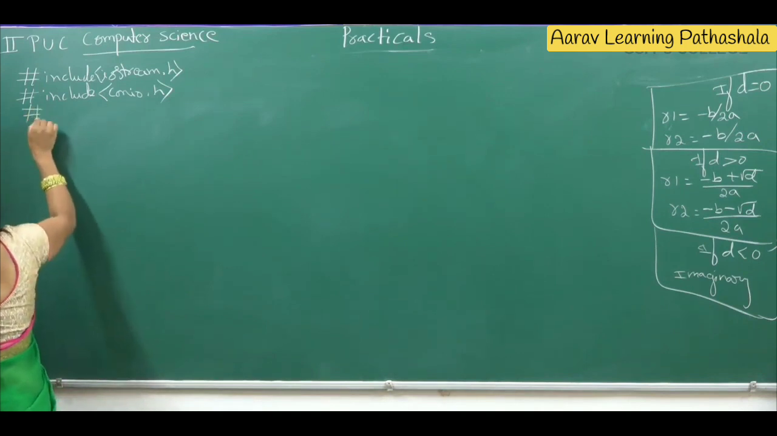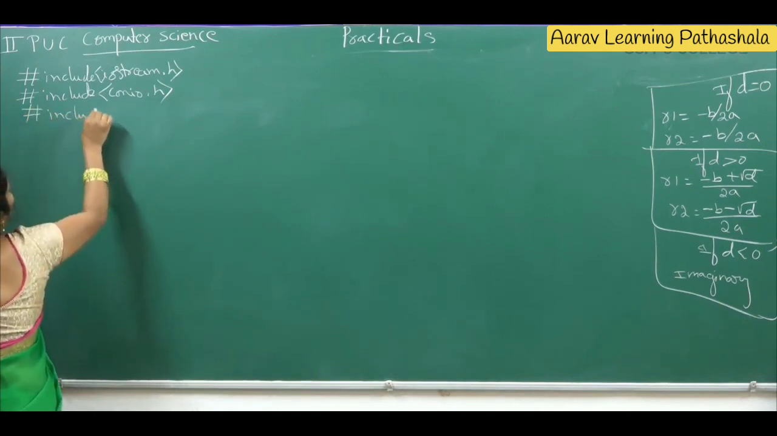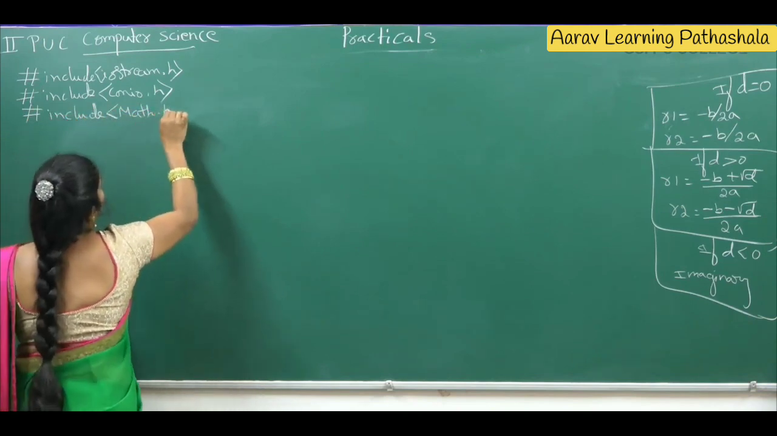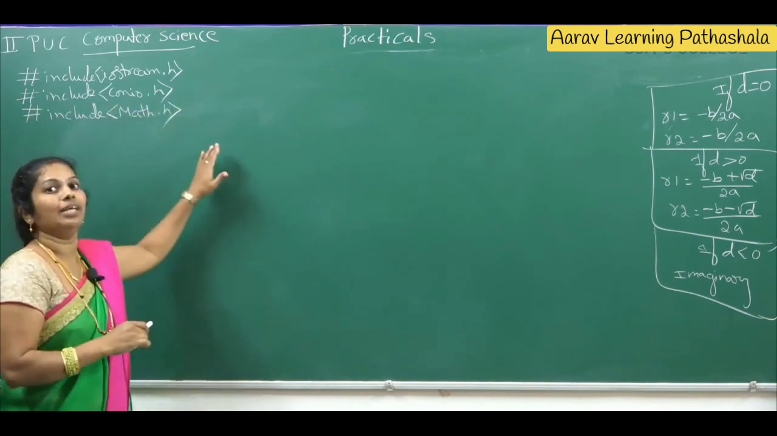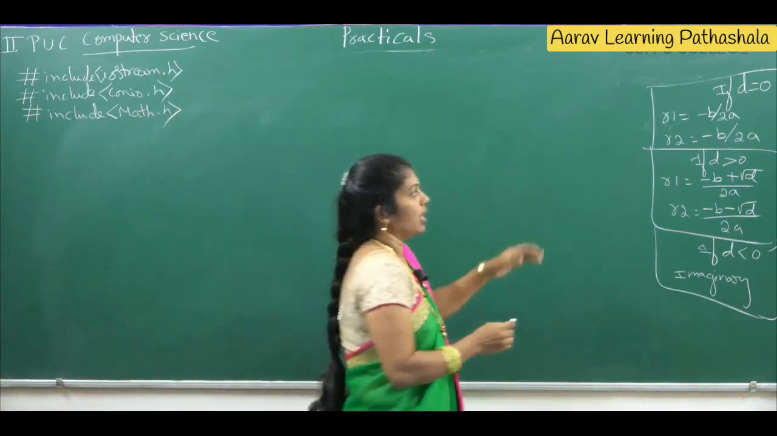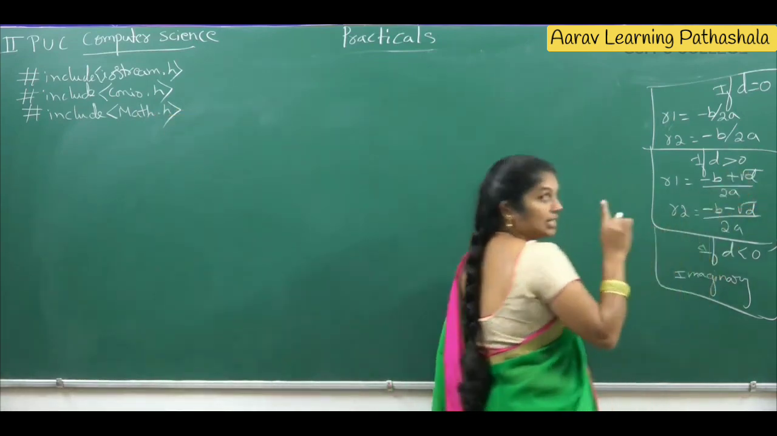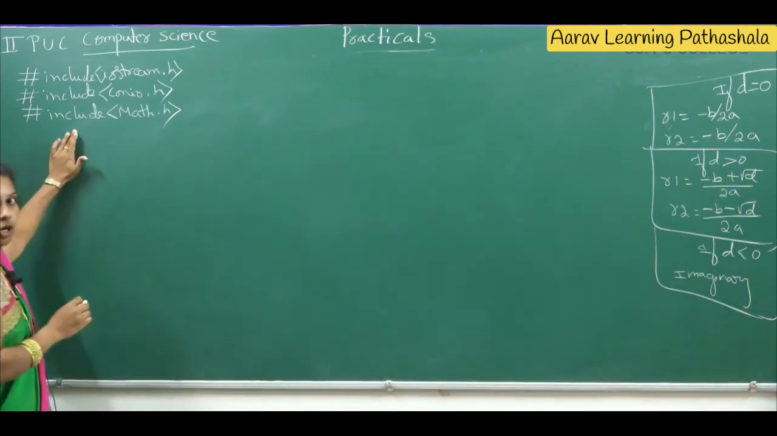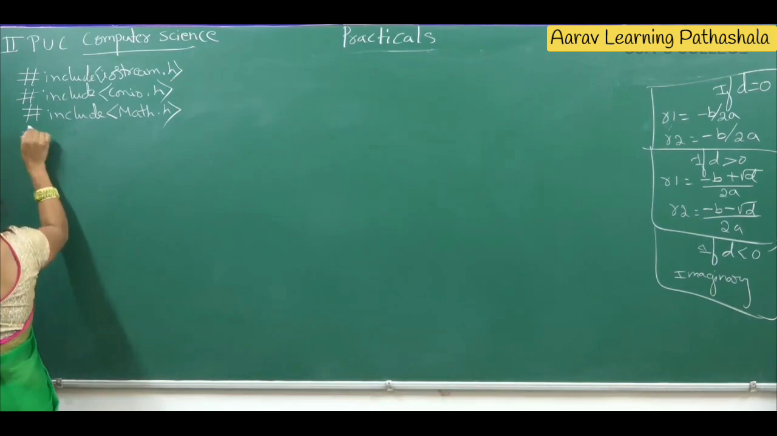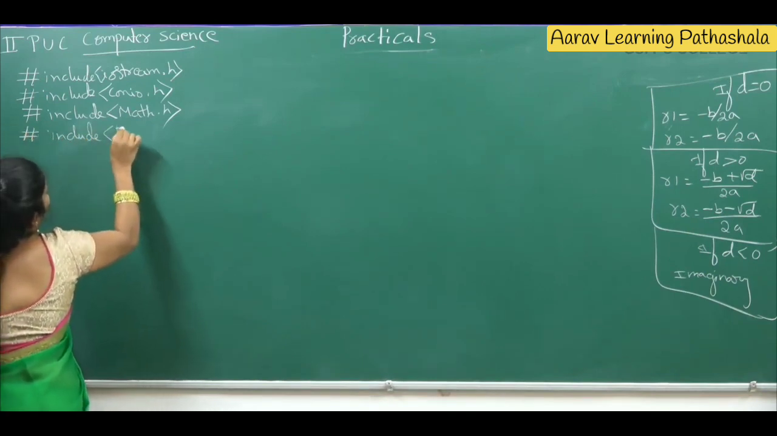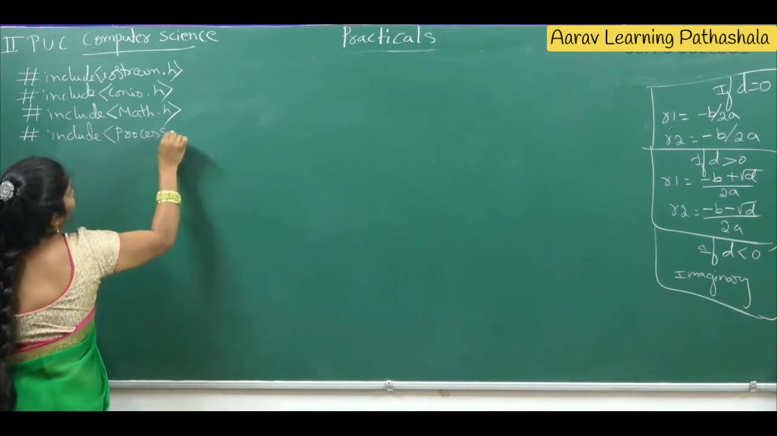The next header file is hash include math.h. This is the supporting header file for mathematical functions, because in the program we are using sqrt, that is square root. For that, the supporting header file is math.h. The next header file is hash include process.h.